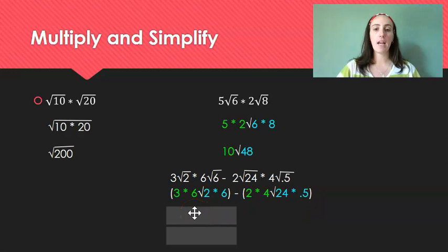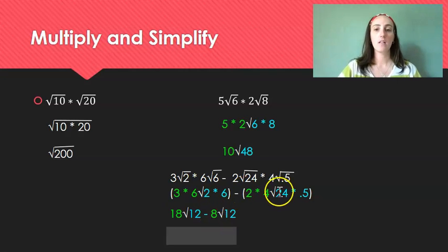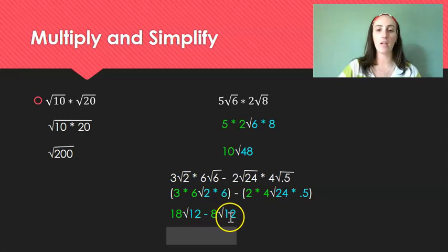Multiplying everything together, 3 times 6 is going to give me 18, times the square root of 2 times 6, which gives me 12, and then I'm going to subtract. 2 times 4 gives me 8, times the square root of 12. So now I have 18 square root 12 minus 8 square root 12, and look at how nice that ends up being, because now I have like radicals.